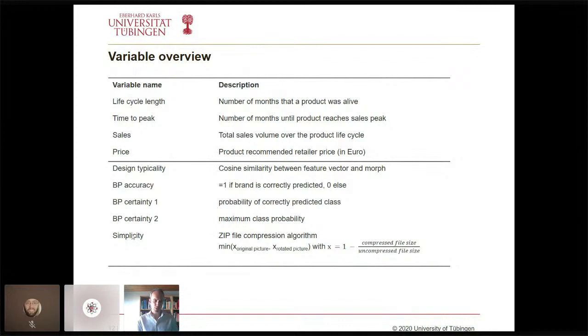I'm not going to spend too much time on this, but we also compute a measure of simplicity. Simplicity here simply makes use of the zip file compression algorithm. We divide the compressed file size by the uncompressed file size and use that as a measure of complexity, and 1 minus that is then a measure of simplicity of a picture. So is there any redundant information in the picture that is captured here in this simplicity measure?